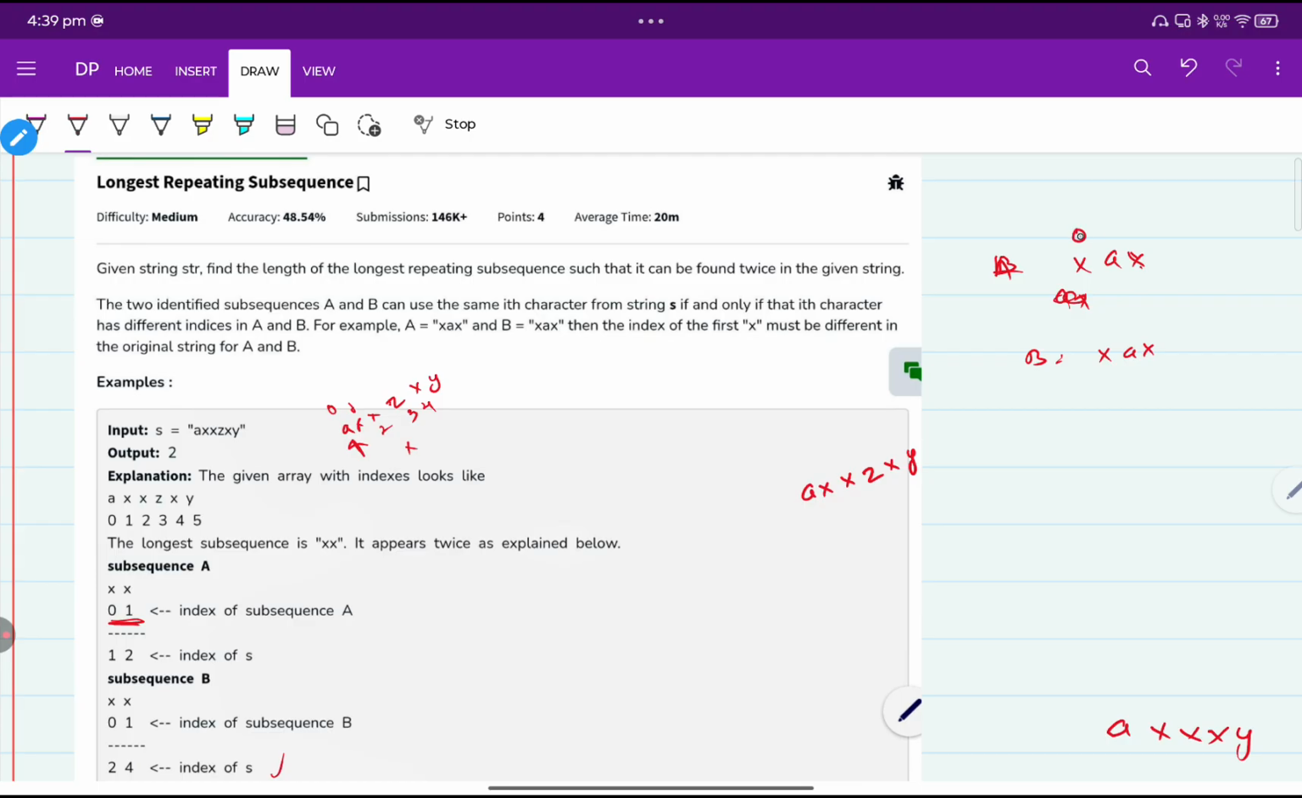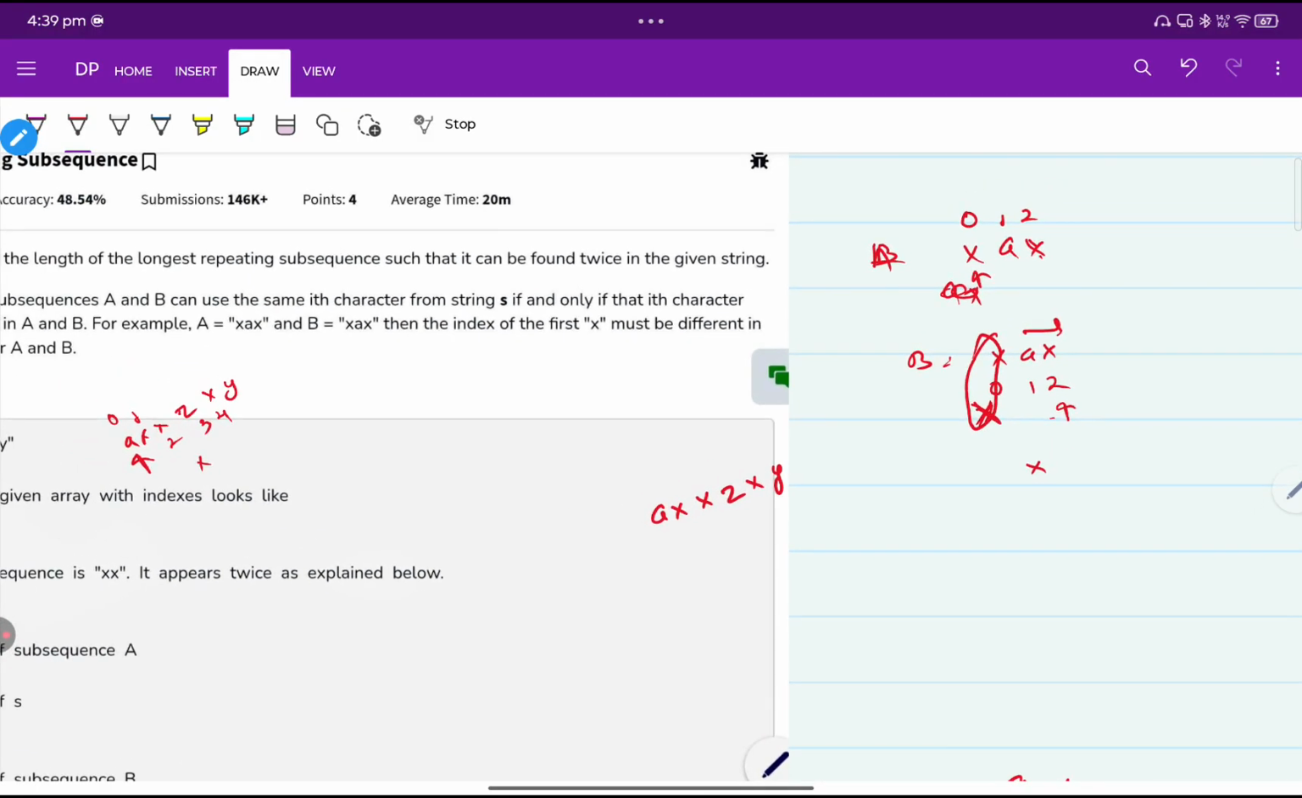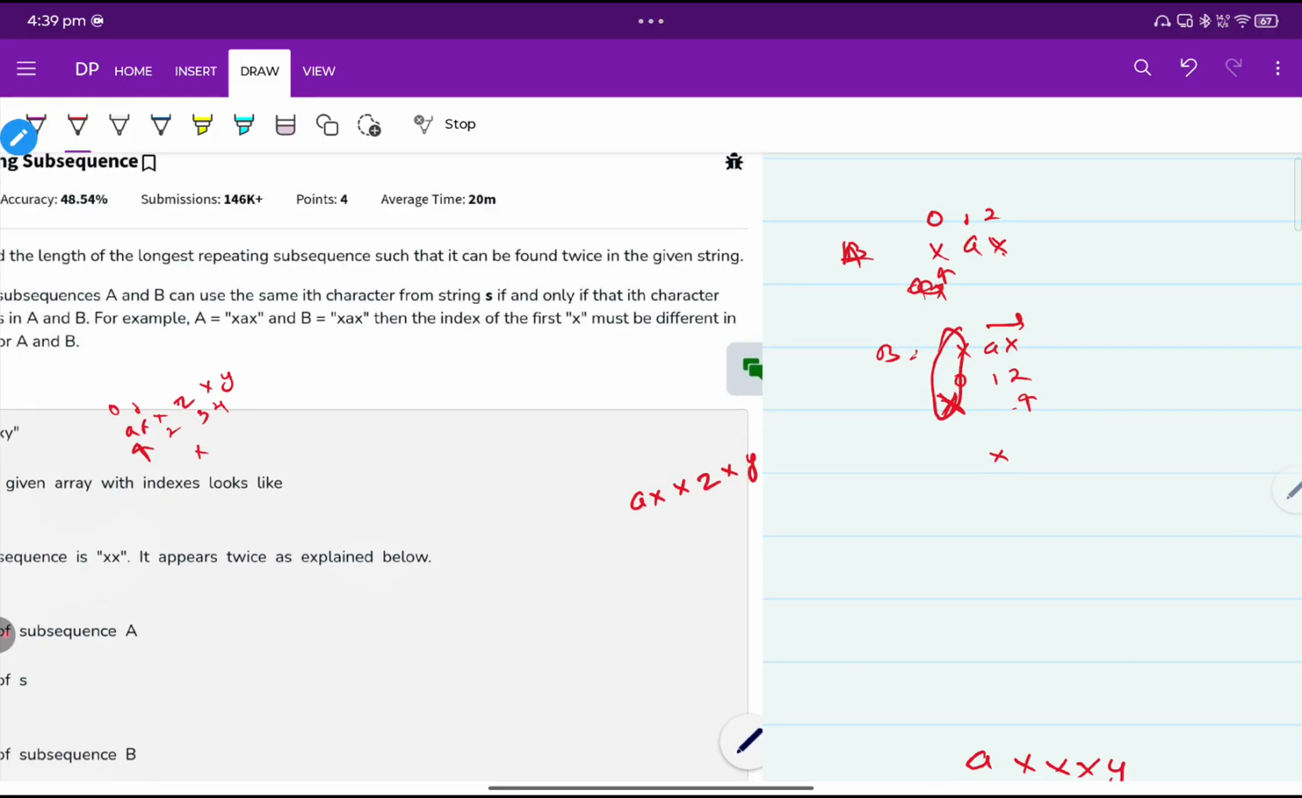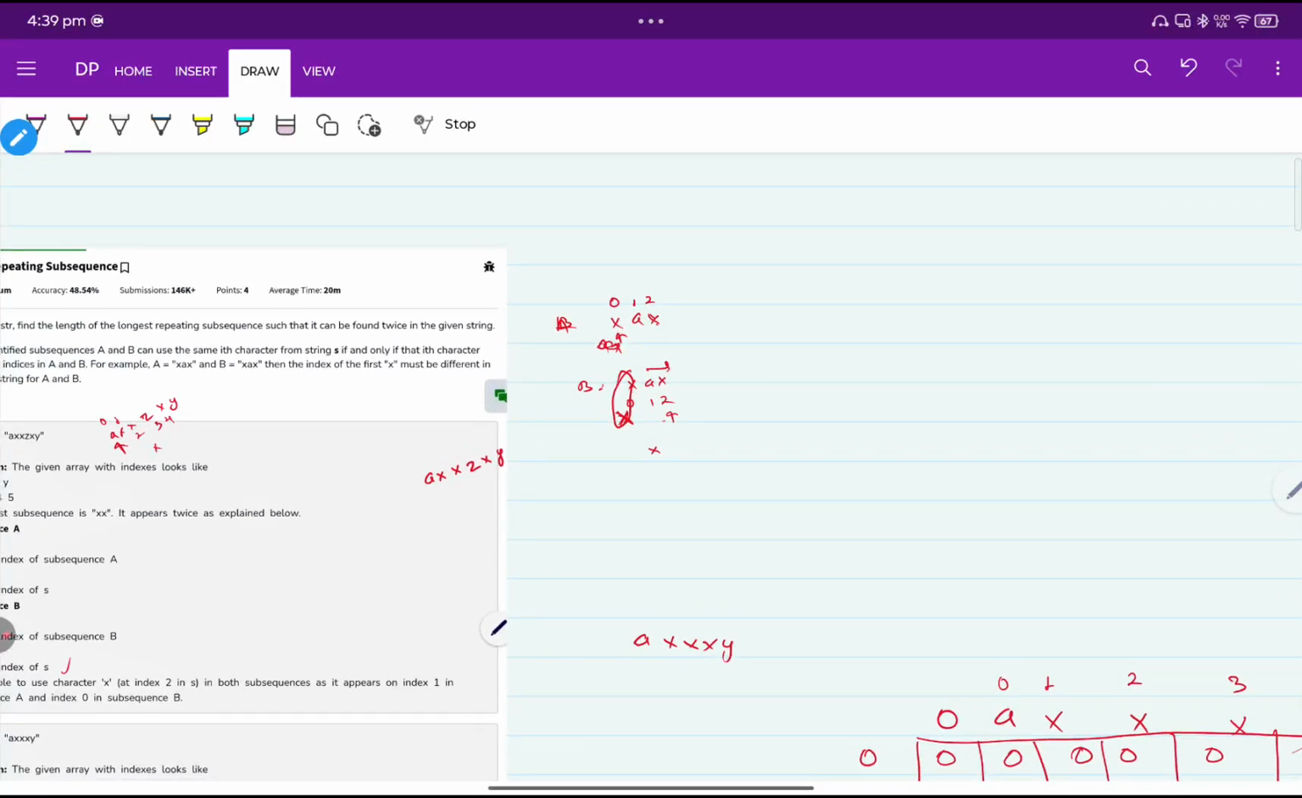These are the indexes 0 1 2, 0 1 2. For selecting the longest common subsequence, if you select this x, then select another x from another index. If you are selecting this x from this index, there is no need to select this index, it is blocked, so other than this, find the longest subsequence.